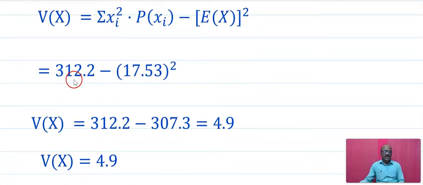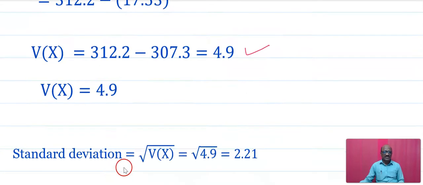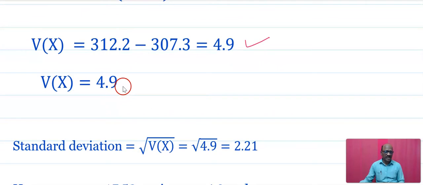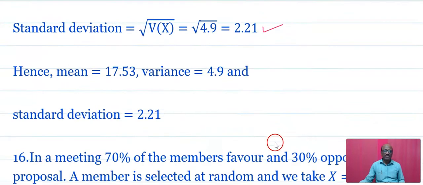Therefore the variance of x is E of xi square into P of xi minus E of x bracket square, that is equal to 312.2 minus 17.53 bracket square, and you will get 312.2 minus 307.3 is equal to 4.9, and hence the variance of x is 4.9. What is standard deviation? That is the root of variance of x, equal to root of 4.9, which is 2.21. Hence the mean is 17.53, the variance is 4.9, and the standard deviation is 2.21.